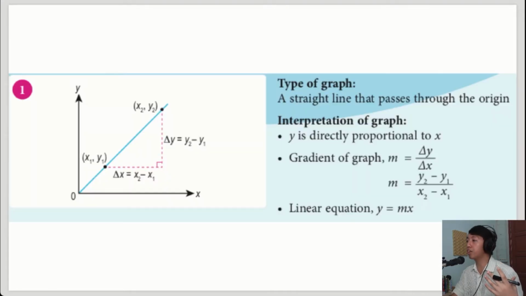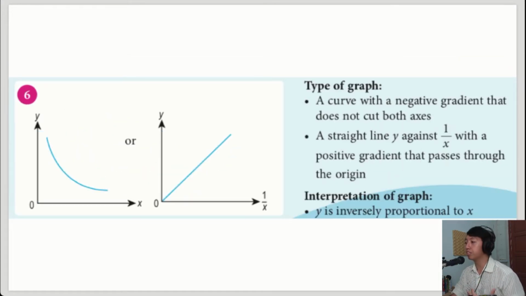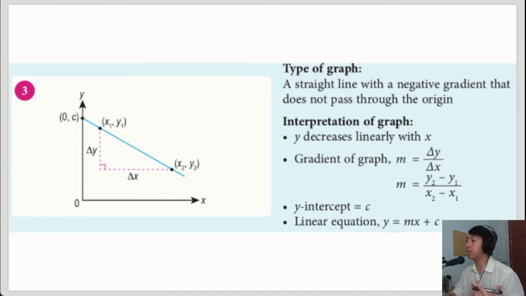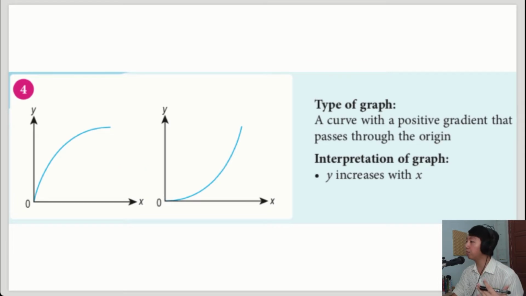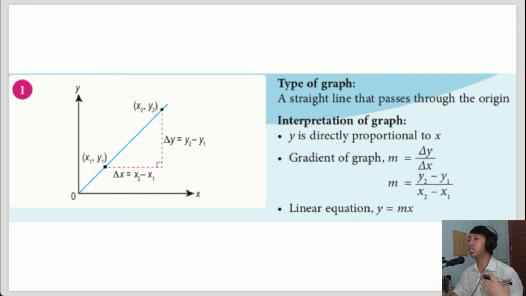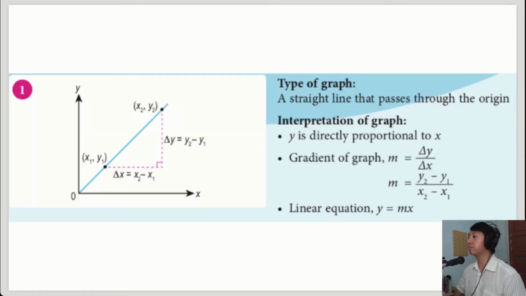So there are different shapes. So if I go very quickly, ada pelbagai jenis bentuk yang ada untuk graf, kan? So ada graf yang menurun, ada graf yang menaik, melengkung. So each of these graphs and each of these shapes, dia membawa makna yang berbeza. So let's start with the first one. Graph number 1 is a straight line that passes through the origin.